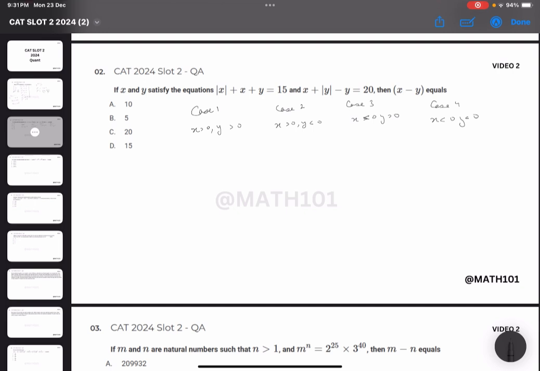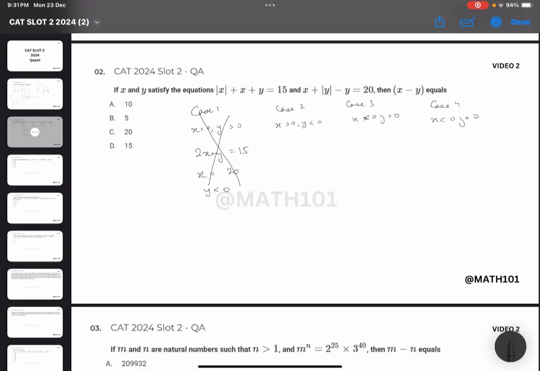Case 1, mod x will simply become x. So we get 2x plus y equals to 15. And mod y is y. So we get x plus y minus y, that is equal to x. So x equals to 20. So notice that solving for x and y, we'll get y less than 0 obviously. So this case would be rejected.